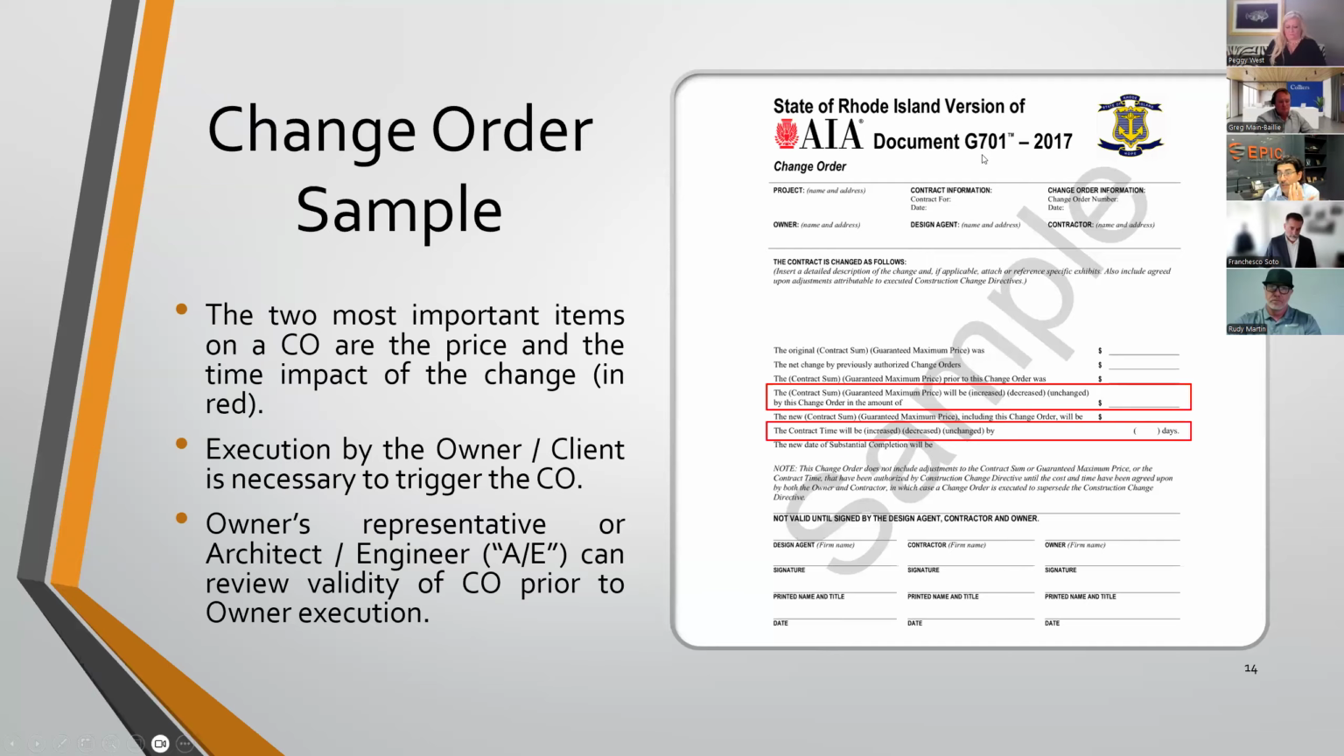Here is going to be a sample of what we're talking about. And you see our friend the AIA right here. So document G701. I don't know how well you all can see these boxes here, but this is essentially just saying the price increase and the time increase or decrease. Those are two by far most important things.